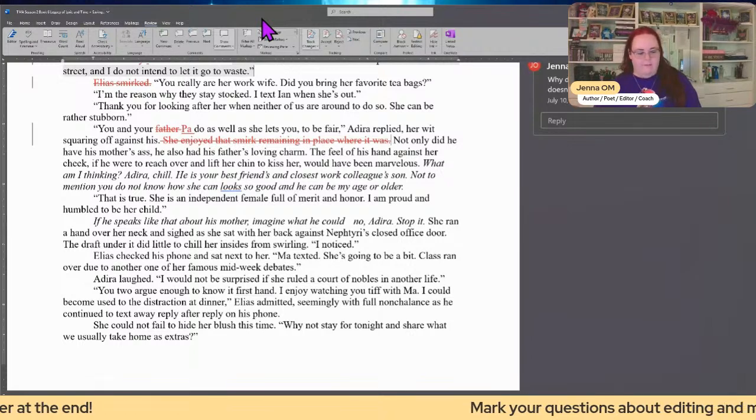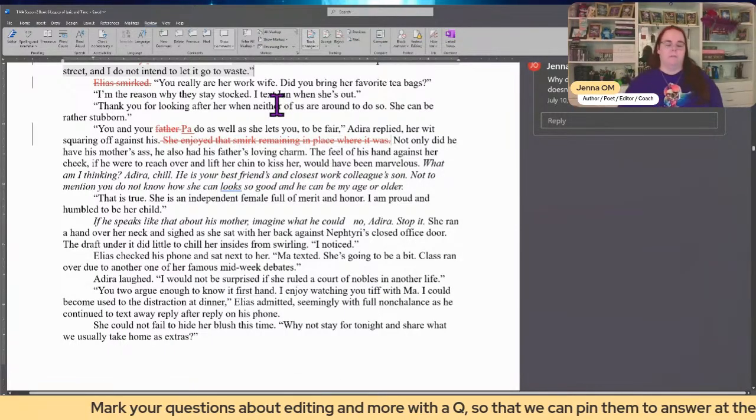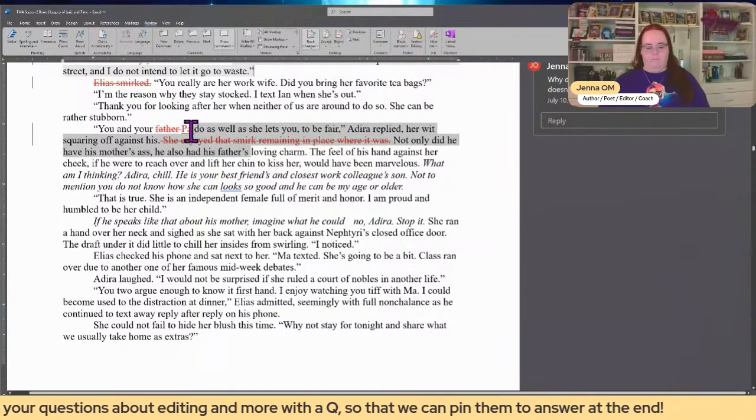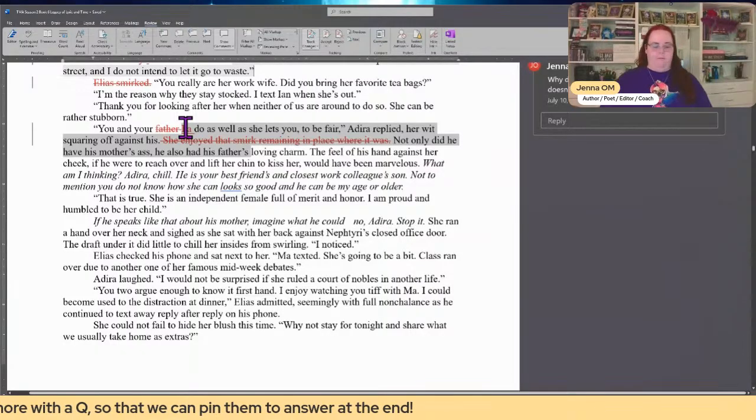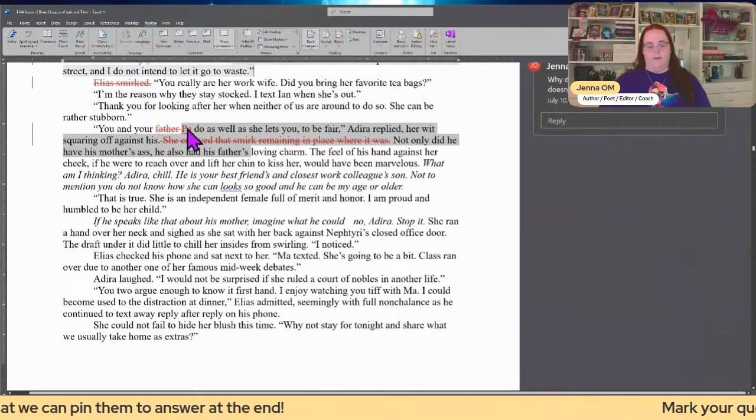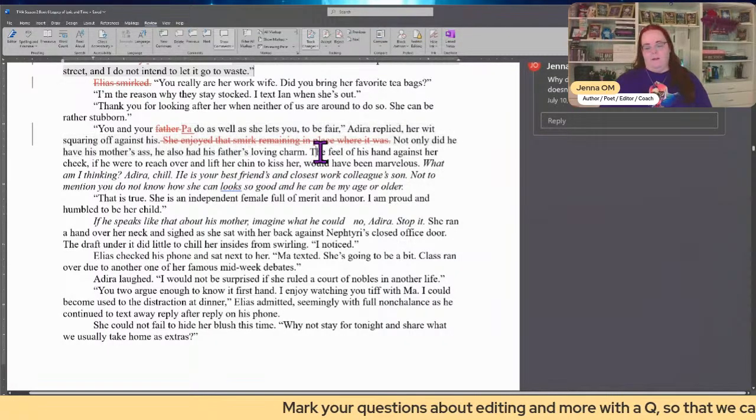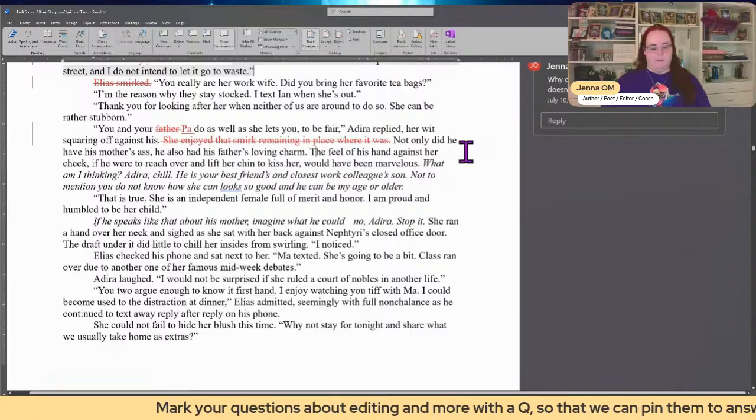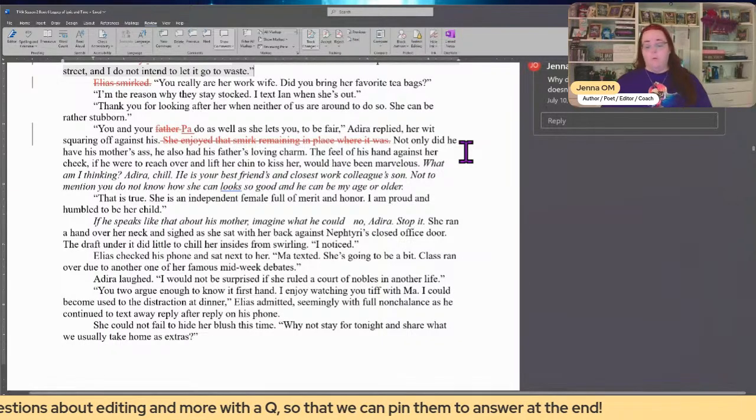Not only did he have his mother's behind, he also had his father's loving charm. Yeah, so that way I'm not reusing father then too. If she talks saying the honorific Pa, not father, then I can get away with using father without repeating. Hey, synonyms. So the feel of his hand against her cheek, if he were to reach over and lift her chin to kiss her, would have been marvelous.